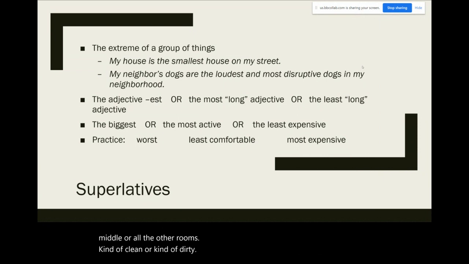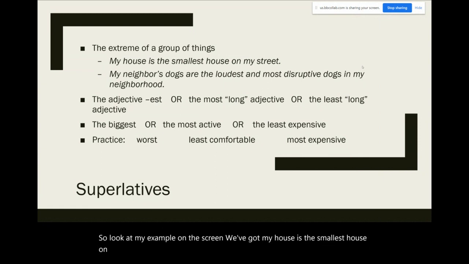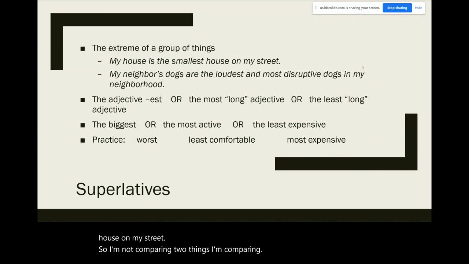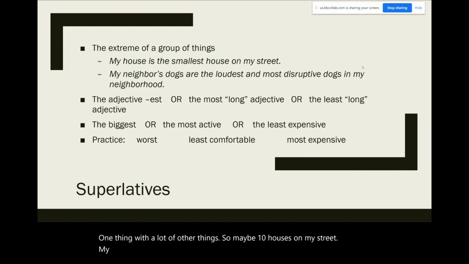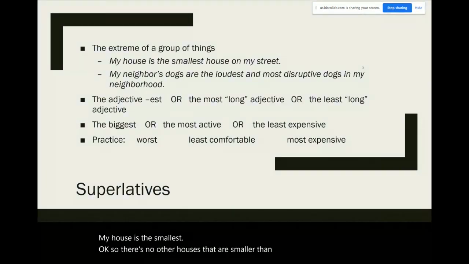Okay, so look at my example on the screen. We've got my house is the smallest house on my street. So I'm not comparing 2 things. I'm comparing one thing with a lot of other things. So maybe 10 houses on my street. My house is the smallest. There are no other houses that are smaller than my house on my street.